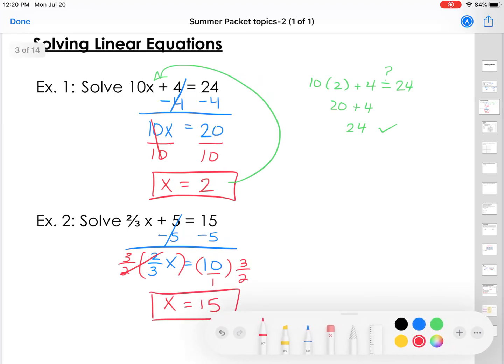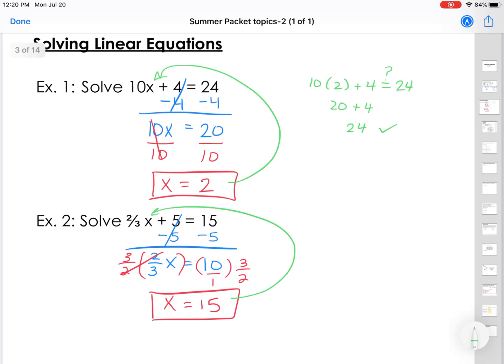Okay, so now I just want to double check my answer using the same logic. I'm going to put that in place of x. So I want to know, does 2/3 times 15 plus 5 equal 15? All right, so 2/3 times 15, that would be 30/3, or 10, and 10 plus 5 is equal to 15, so I have the correct answer.